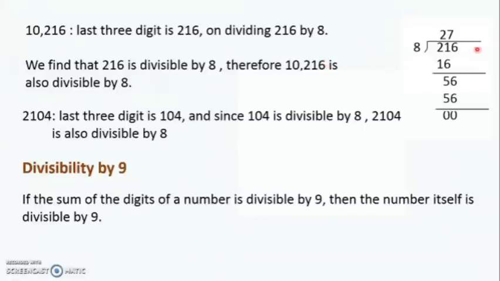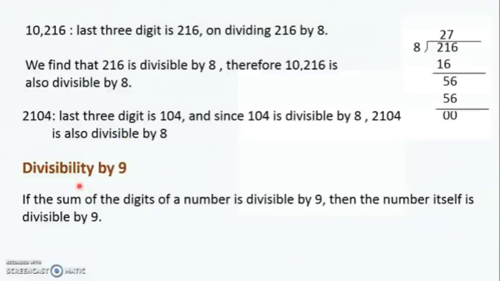Just find out if the last 3 digits are divisible or not. Here it is divisible. So we find that 216 is divisible by 8. Therefore, 10,216 is also divisible by 8. Again, the next example, you can do the division and check. The last 3 digits you have to take. It is 104, isn't it? And since 104 is divisible by 8, 2104 is also divisible by 8.